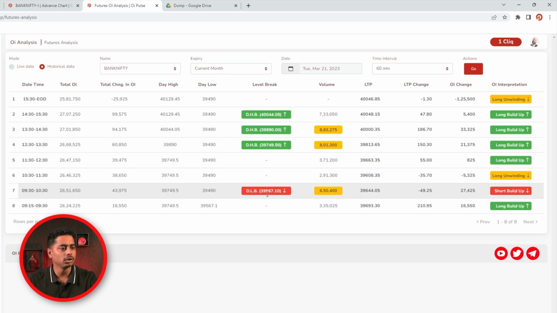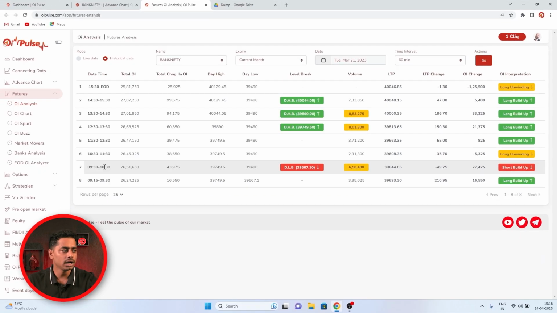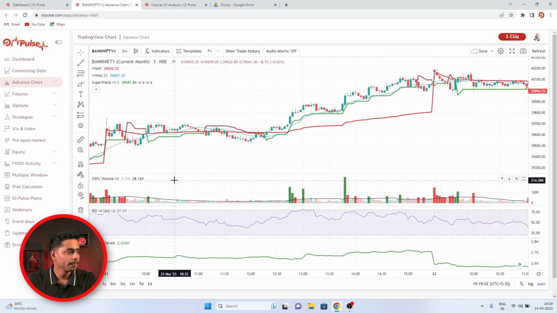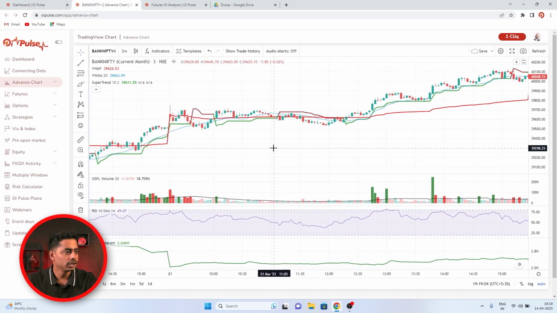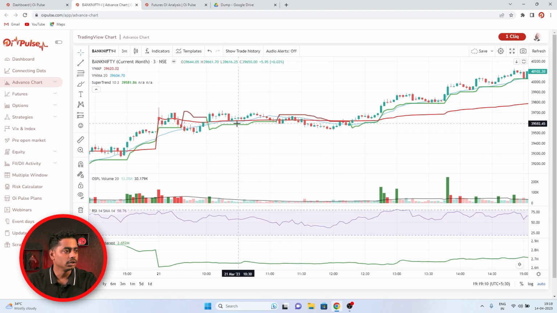The day's low is also taken out, but the LTP has not changed much. So if you check the chart at this time interval, you will know exactly whether it is a right short with the point. So we'll go here on the chart. If you check at 10:30 here, one more important thing which I have to clearly specify is that open interest only gives you the trend, that's all.